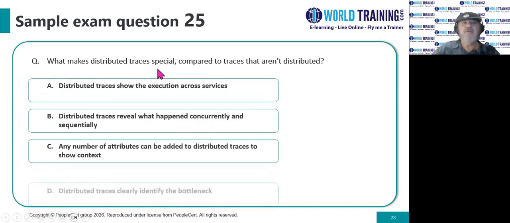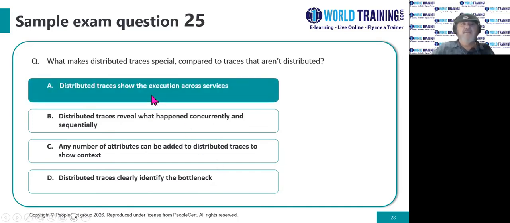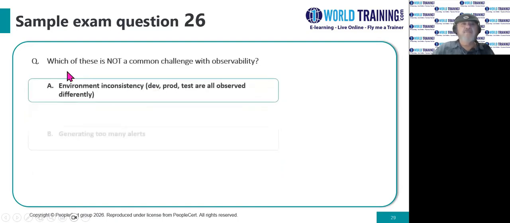25, what makes distributed traces special compared to the traces that aren't distributed? Distributed traces show execution across services. That's true. Distributed traces reveal what happened concurrently and sequentially. That's also true, but A is a stronger answer. Any number of attributes can be added to distributed traces to show context. Yeah, but again, A is better. Distributed traces clearly identify the bottleneck. Not in and of themselves, they don't, but they can be used to do that. So A is the best answer. Distributed traces show the execution across services.